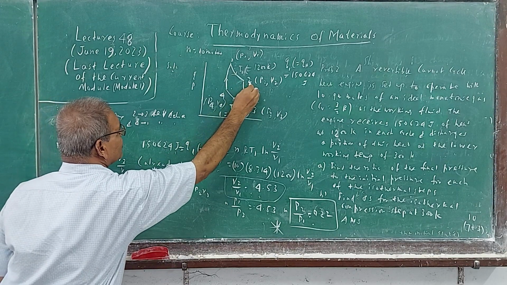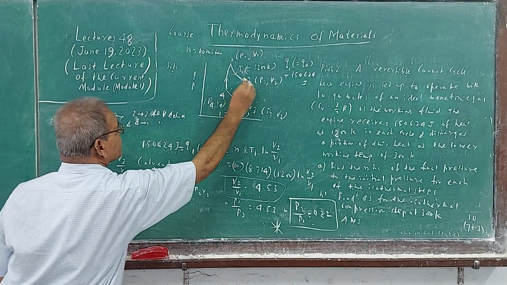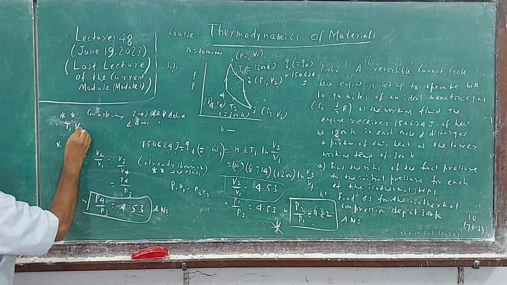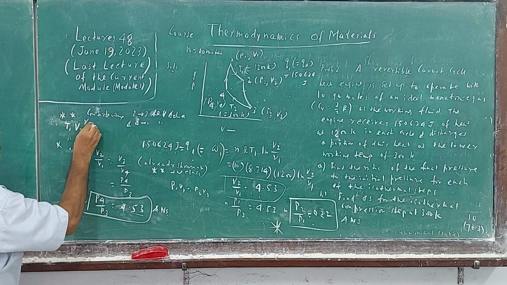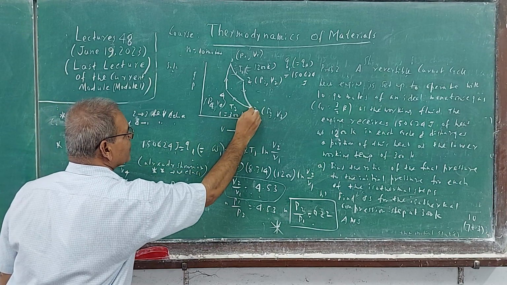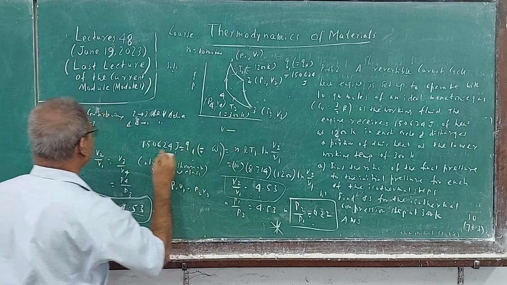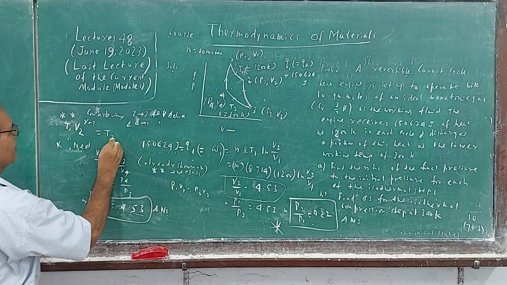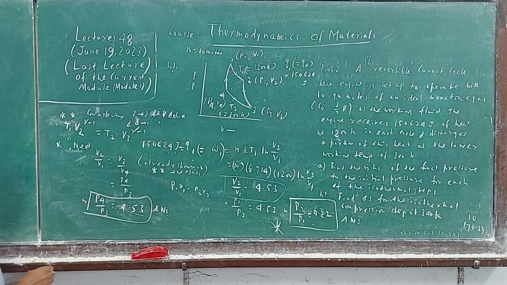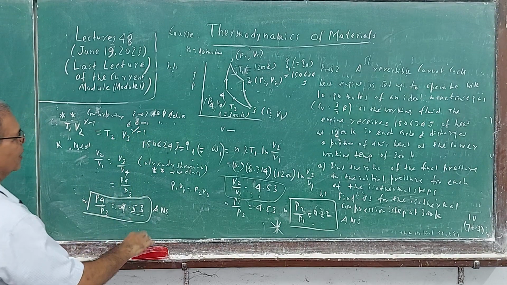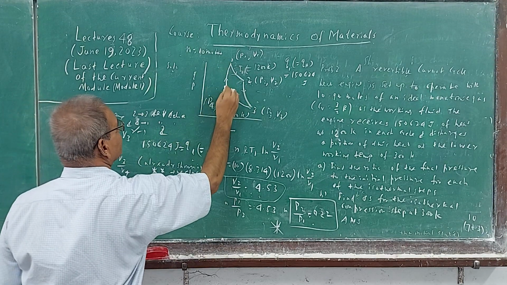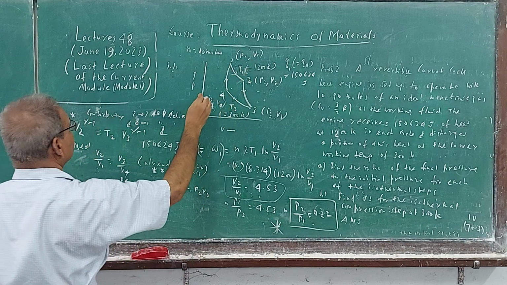What is the temperature here? T1. Write that: T1 Vb to the power gamma minus 1 equals T2 V3 to the power gamma minus 1, where this point is at temperature T2. And similarly, apply again here for 4 to 1.